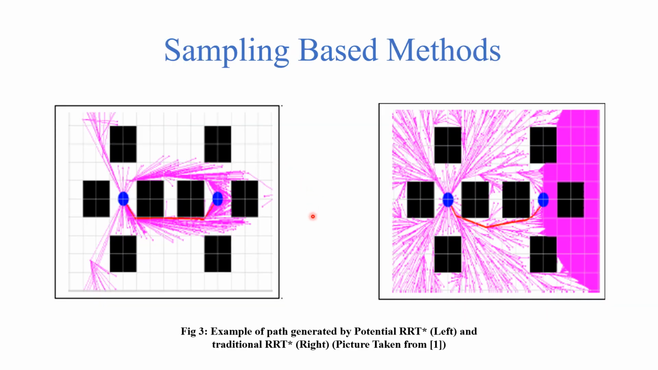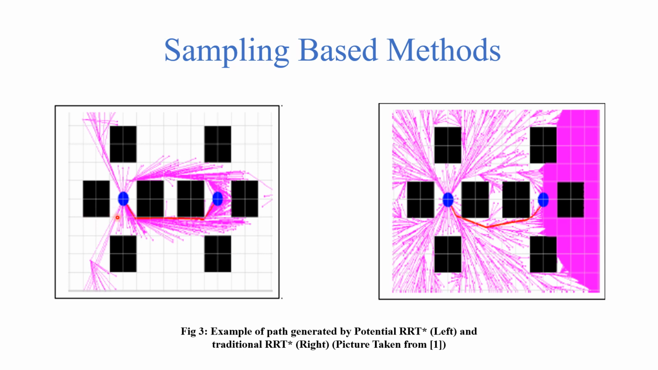Now, the figures here show us an example of a path generated by the potential RRT star algorithm on the left and the traditional RRT star on the right. These pictures are taken from the main reference that I used in this video, which I'm going to put in the description box.